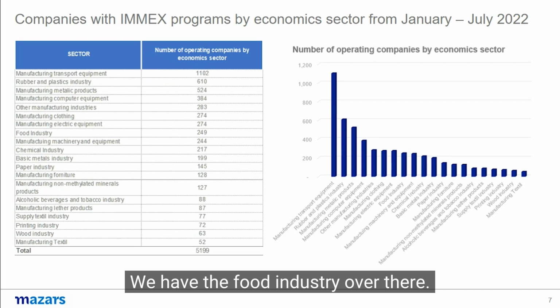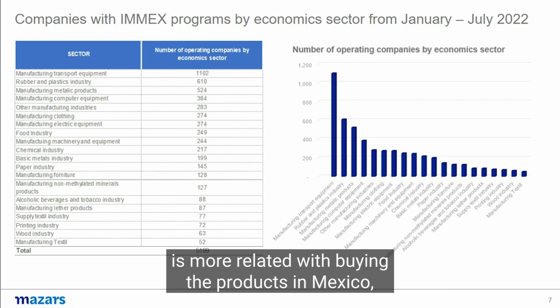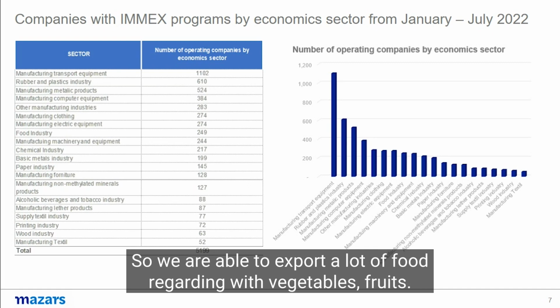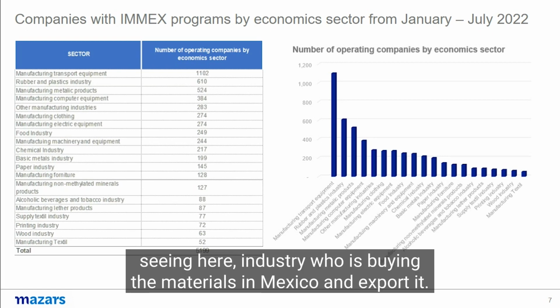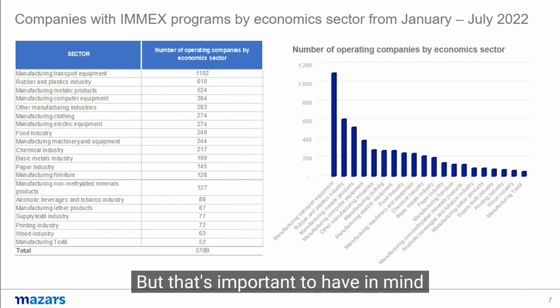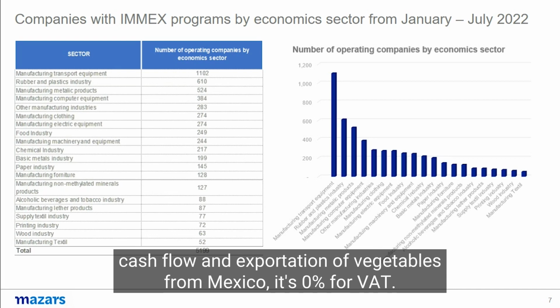We have the food industry over there, but as Omar mentioned, the food industry that we have in Mexico is more related to buying the products in Mexico, like avocado, because of the weather that we have most of the year, very warm. So we are able to export a lot of food, vegetables and fruits. Most of the industry that you are seeing here buys the materials in Mexico and exports them. So that's the main industry regarding food, not as a maquiladora, but that's important to have in mind, because I think it's something that you can invest in, thinking about cash flow.